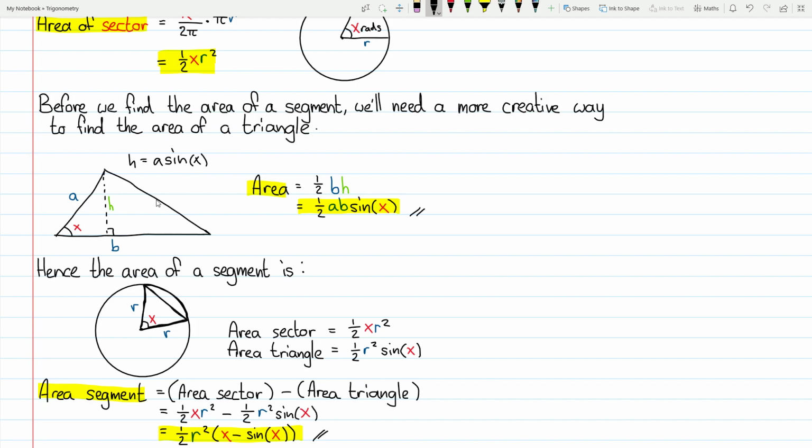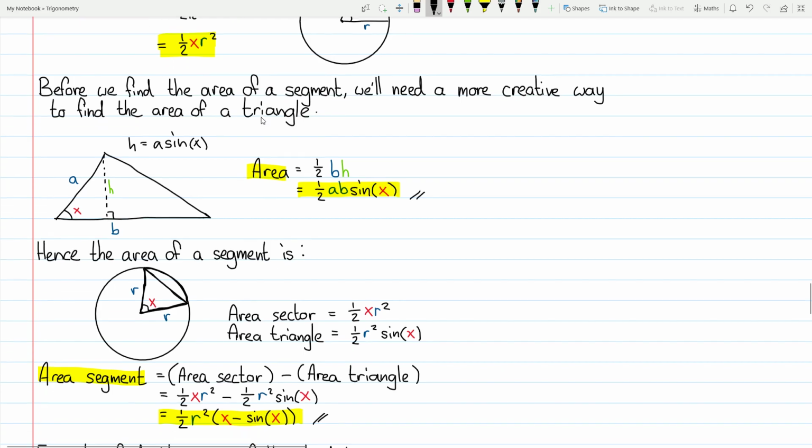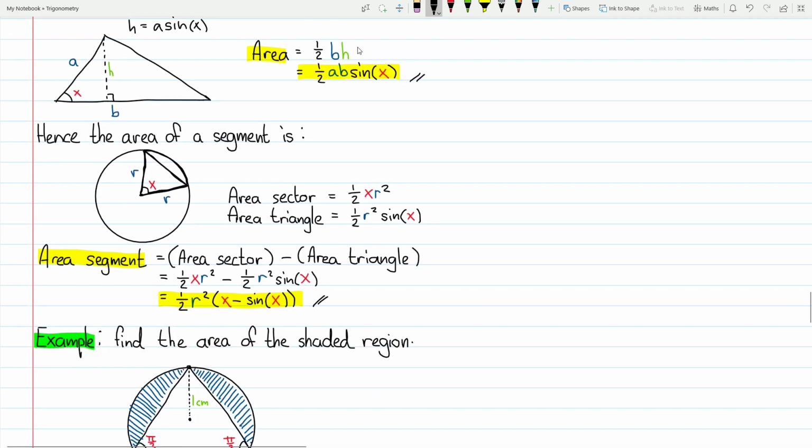So h was our unknown, but we know what a is, we know what x is, so we know what h is. And then we can plug it into our formula. So area equals 1/2 b times a sine of x, or rather area equals 1/2 ab sine of x. So that's how you find the area of the triangle. We will go through an example in a moment. I'm just sort of rushing through at this point. And that gives us enough to find the area of this segment. So if we want to find the area of the segment, we'll notice that the area of the segment, if we take this is the sector.